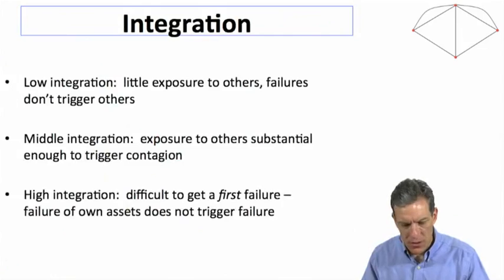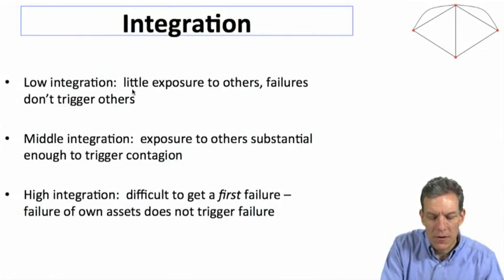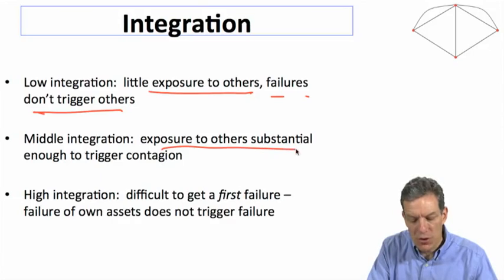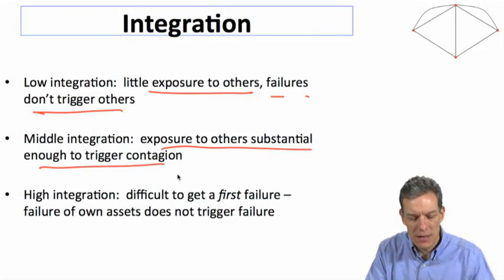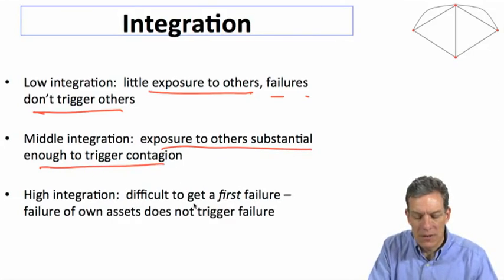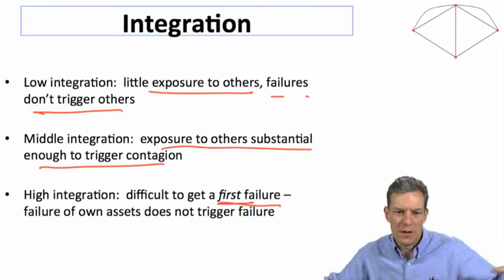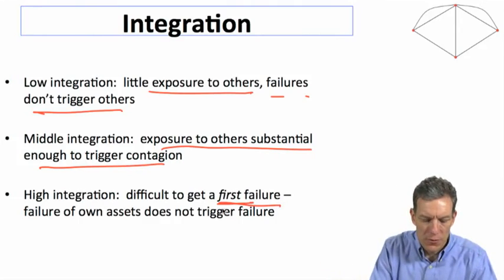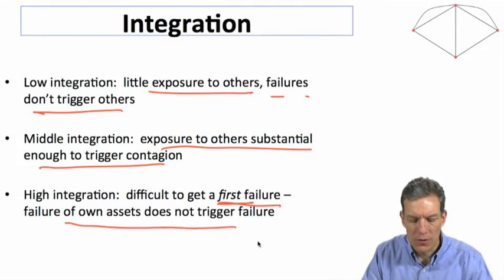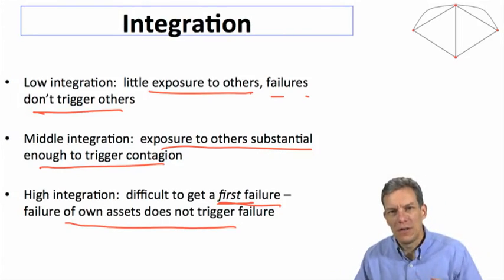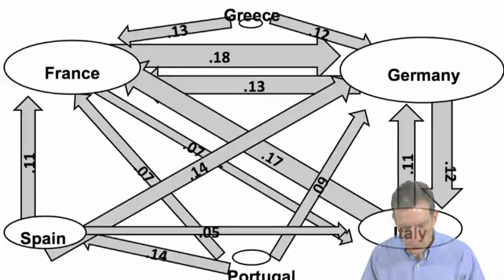That's another situation. So here, low integration, we have little exposure to others. We don't get much contagion. Middle integration, we have exposure to others that's substantial enough to trigger a contagion. And in high integration, it's difficult to get a first failure going. But if you do get a first failure, then you can get things triggering further failures. So it's difficult to get things started because the first organization is more insulated.